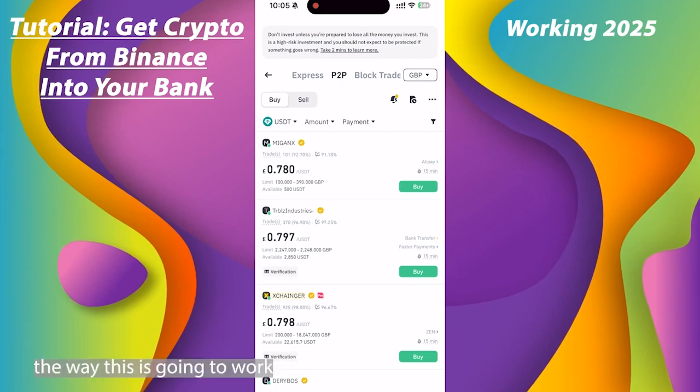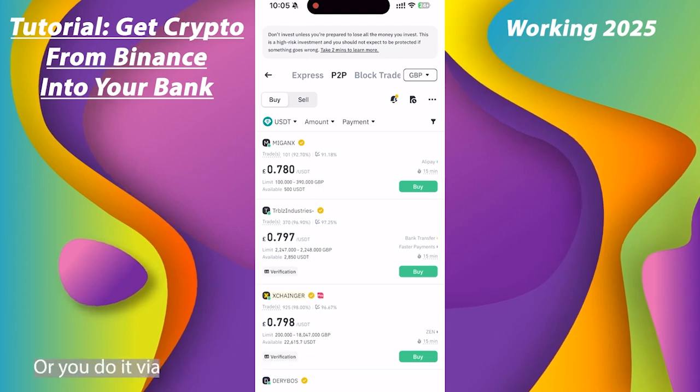So in essence, the way this is going to work is that because we cannot withdraw directly from Binance to our bank account, because regulations say you can't, to get money off of the app, you do it via another person peer-to-peer. Now, I'm not a financial advisor. I have no idea the logistics behind it, but all I know is Binance offer this service, and this is what you have to do to get money from Binance to your bank, and it has worked for me.